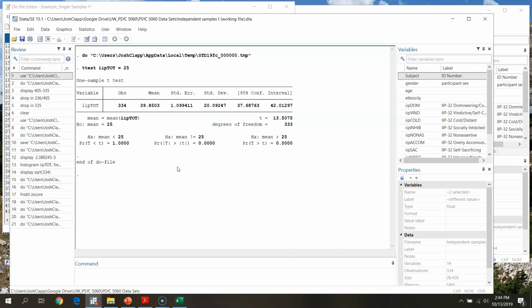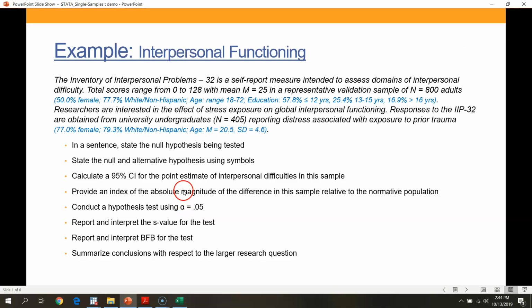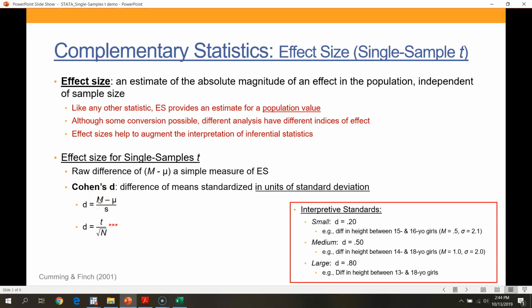Okay, but then remember that we want to do some other stuff too to start to quantify the magnitude of the effect and strength of evidence. So the first thing we want to do is calculate an effect size for this. Now, effect size for a single sample t-test is pretty easy. What we're going to do is take our observed value, subtract our expected value under the null, and divide it by our standard deviation estimate.